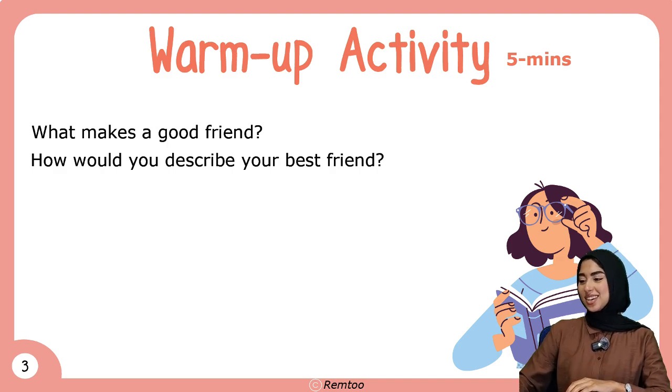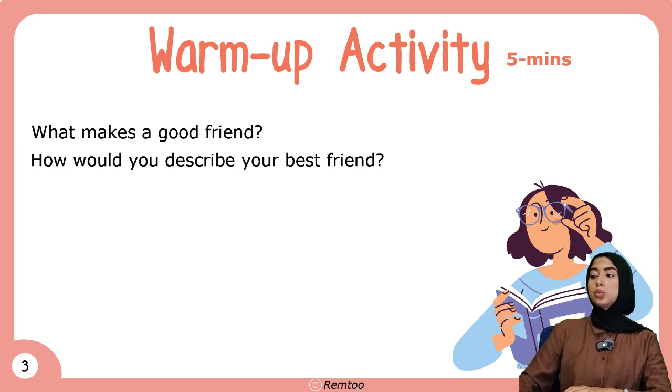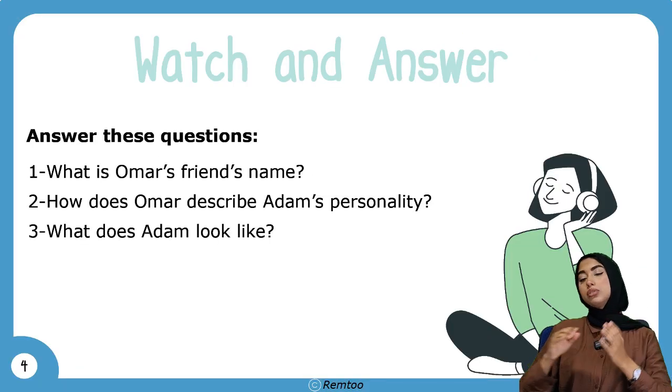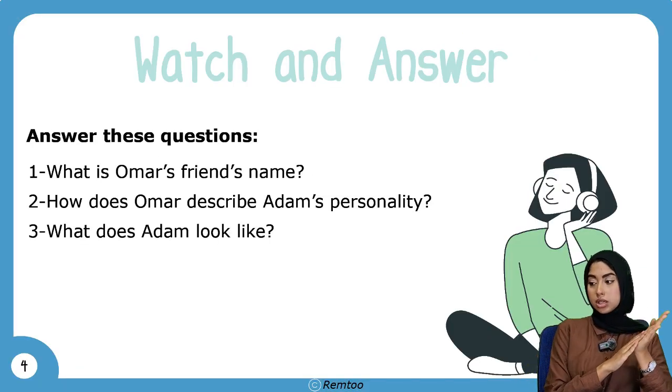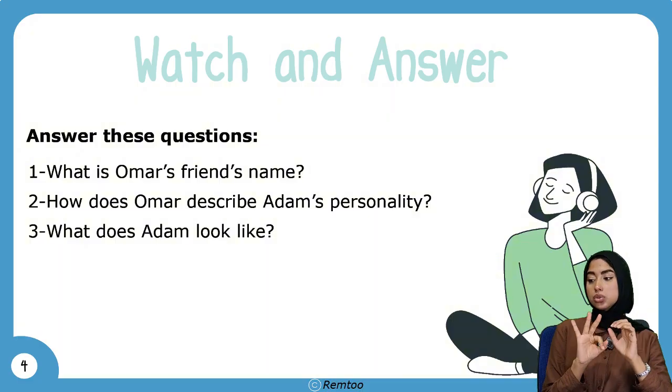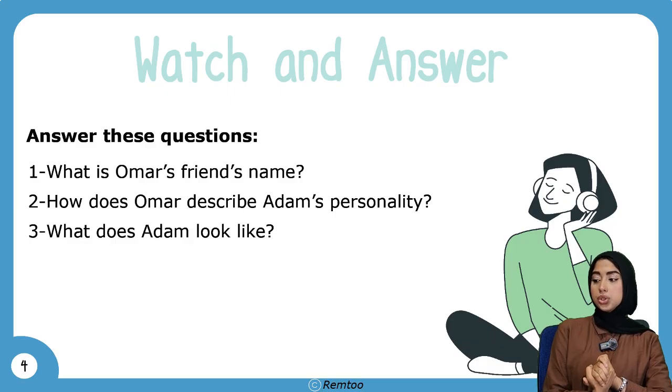Okay, so let's just go and watch a video three times. And after watching, we will answer some questions. But first, before watching, I need you to read the questions, okay? So number 1, what's Omar's friend's name? 2, how does Omar describe Adam's personality? 3, what does Adam look like? Yes. Now please go watch the video three times and then come back to answer the questions. I'll wait for you.